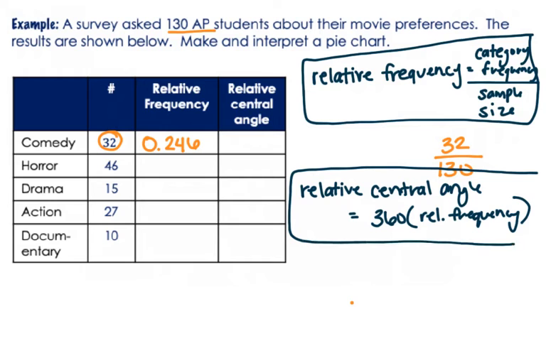If I want to find the relative central angle, I'm going to do 360 times the relative frequency I just found. Alright, so when I multiply that together, I get 88.615. So when I make my pie chart, the angle I create for comedy is actually going to be 88.615. So if you were to get a protractor out and actually measure it, but who has time for that, you should be finding that angle. So that's how I find this stuff. Alright, and now we're just going to fill out the chart.